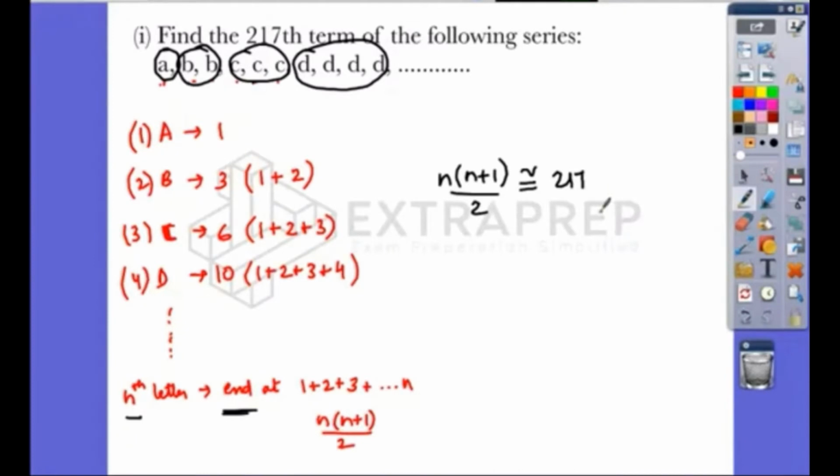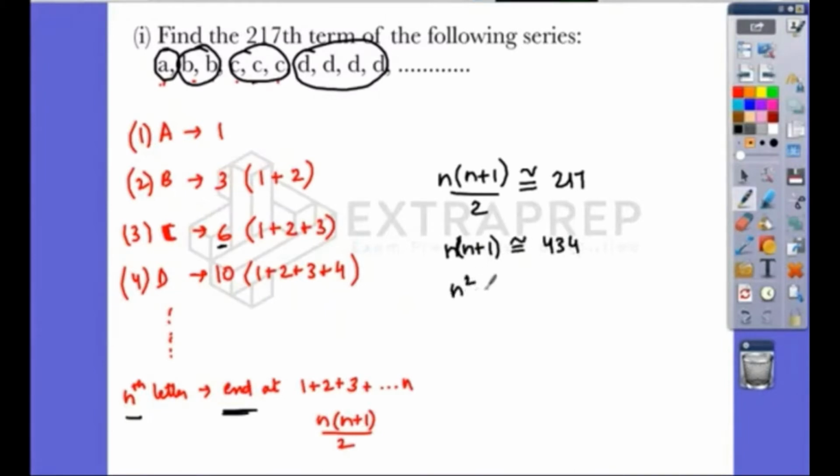It will not be equal, because in this series the fourth term is C, the fifth term is C, and the sixth term is also C. But when you calculate n into n plus 1 by 2, you only get 6. So we will find how many sets are completed by finding n into n plus 1 by 2 almost equal to 217. It should not cross 217. Okay, let's solve this. So n into n plus 1 is almost equal to 434.